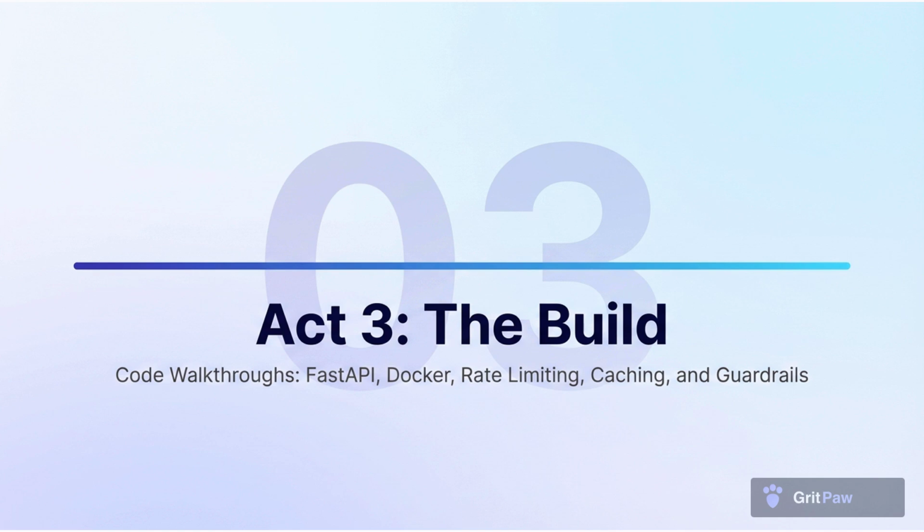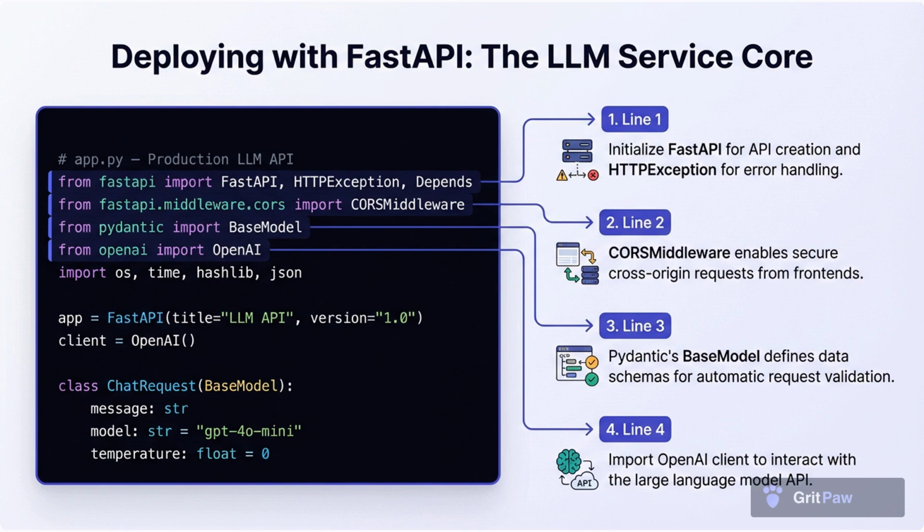we've discussed. We'll implement rate limiting to protect our wallet and service, deploy caching mechanisms to boost performance and reduce costs, and build robust input and output guardrails to ensure safety and quality. Each step will involve line-by-line code explanations, demonstrating how these critical components are woven into the fabric of a real-world LLM application. Our goal here is not just to write code, but to engineer resilient systems that can stand up to the demands of production at scale.